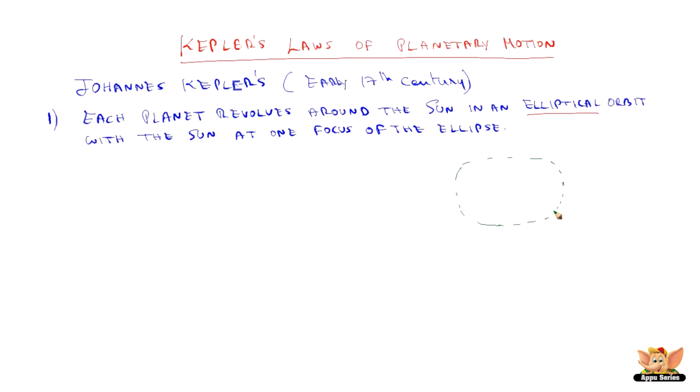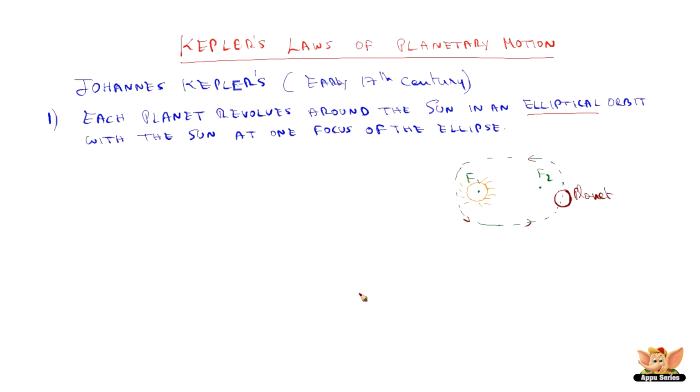An ellipse is basically an oval, an elongated circle which will have two foci, F1 and F2. Let us say the sun is there at F1. Then what will happen to the planets? Let's say, for example, Earth is the planet. It moves in an elliptical orbit. This is his first law.